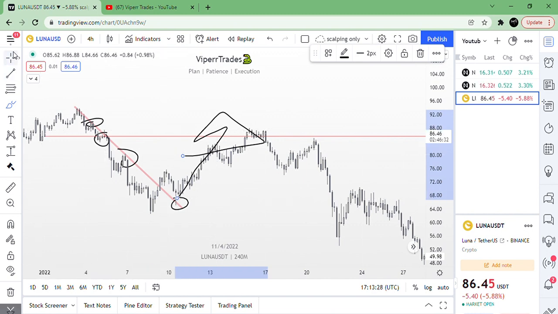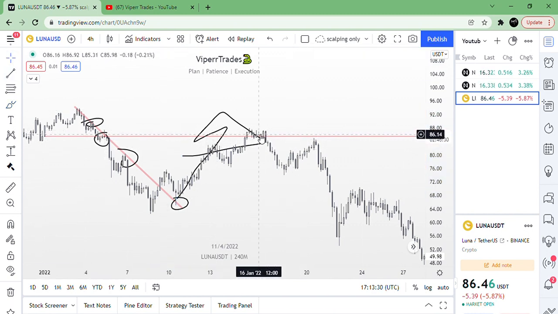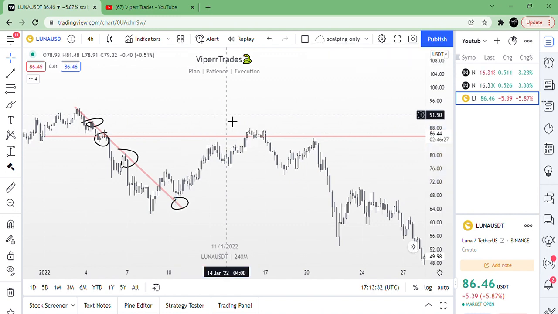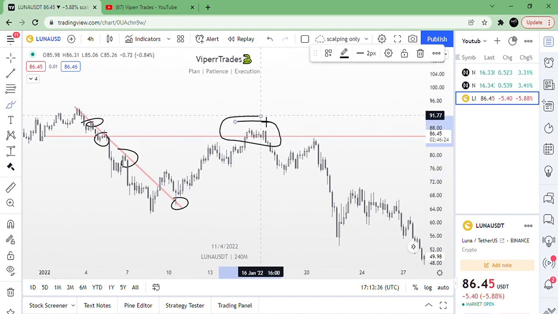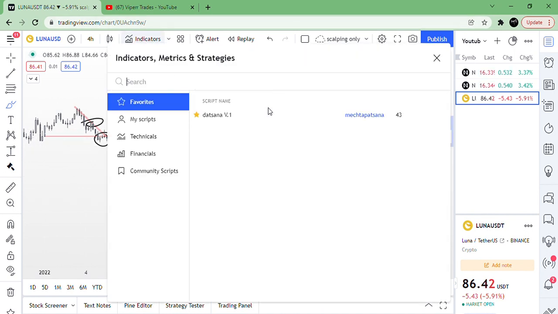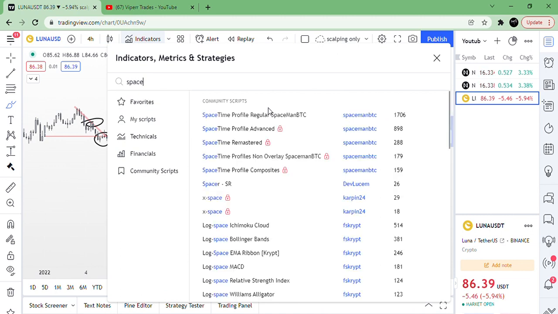And here we have a level called the yearly open, and you can see how levels can also act as support and resistance. So in this case, the yearly open acted as some sort of resistance. And if you want to know how to get the yearly open, it's called Spaceman key levels. So yeah, it's this one here, the top one.